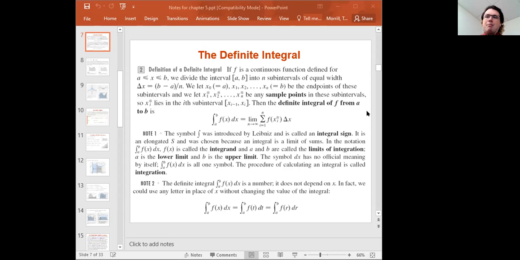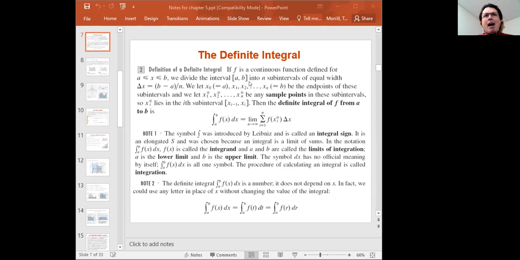Each one of these Riemann sums approximates the actual area between the graph of the function and the x-axis. And by taking the limit of those approximations as we let the number of rectangles in our approximation grow ever bigger, that limit will give us the actual amount of area.